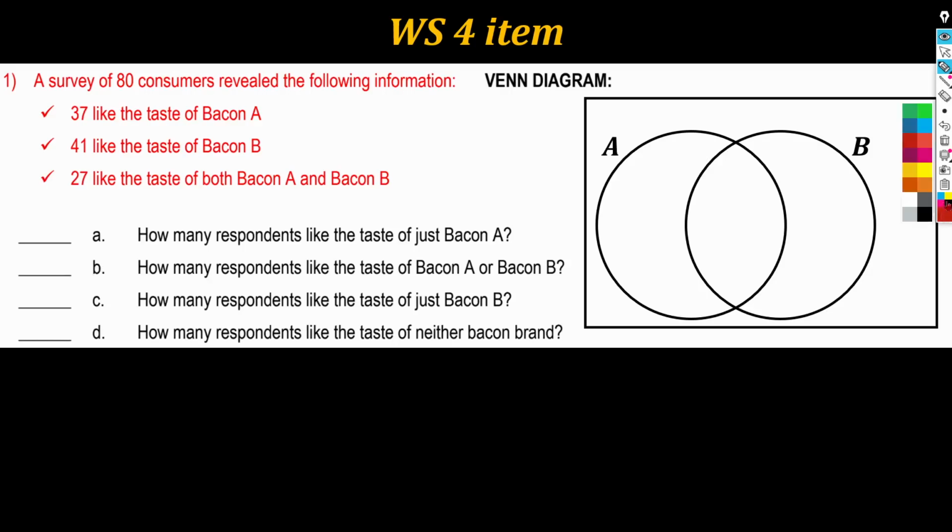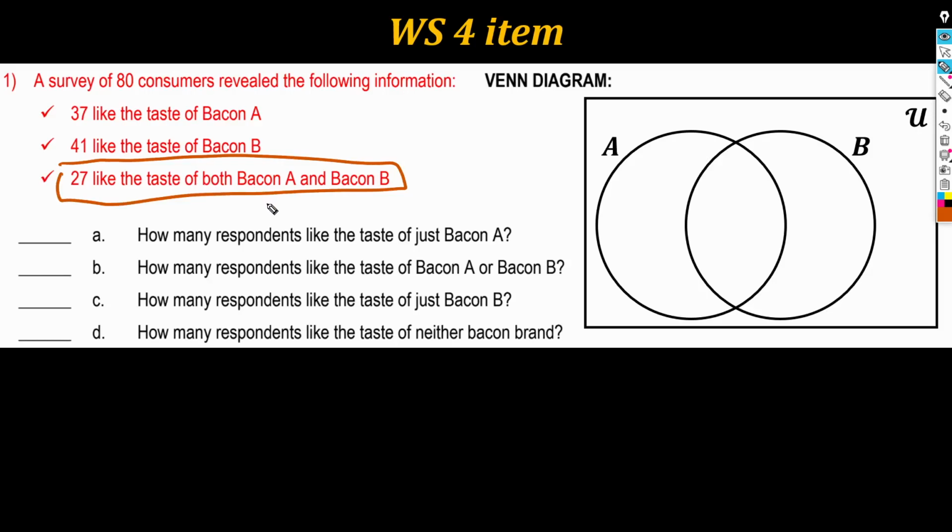Let's change the color of our ink to maybe green, orange na lang, orange. Look at this condition at the bottom. 27 like the taste of both bacon A and bacon B. So that should already give us a hint na etong 27 ang cardinality na intersection. And where do I put that 27? Very good. Dito sa gitna. 27. And now, once we have the cardinality of the middle, we work our way out. Papalabas ang pag-accomplish natin ng Venn diagram.